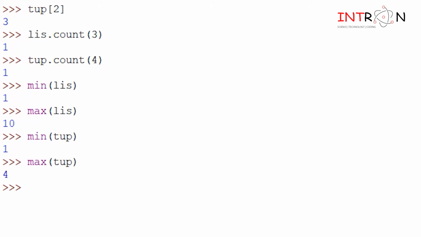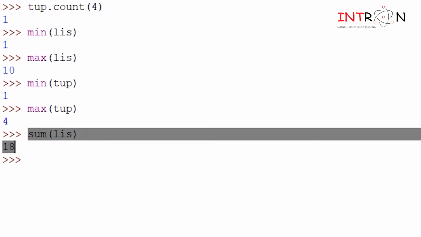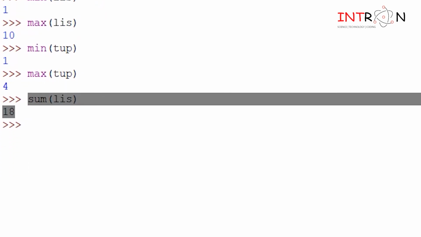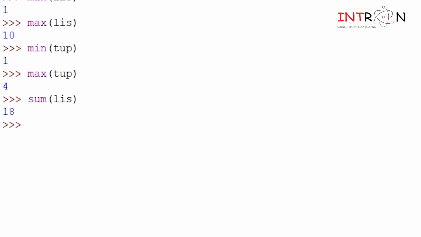What if you want to add all the numbers, all the values present in the list? You can do it by using the sum function, sum of list. So here is our output, that is 18, the addition of all numbers present in the list. Similarly, sum can also be used for the tuple. So here is our output, that is 1 plus 2 plus 3 plus 4. It gives an output of 10.